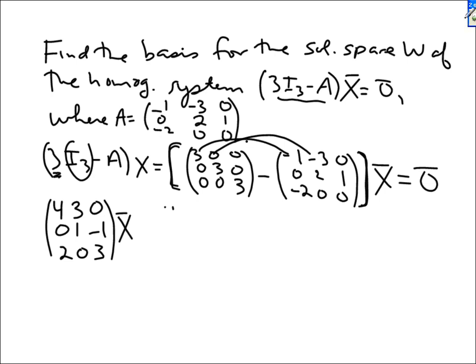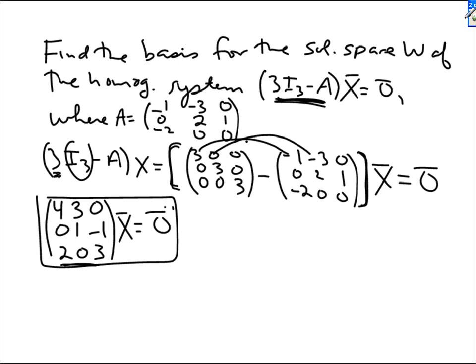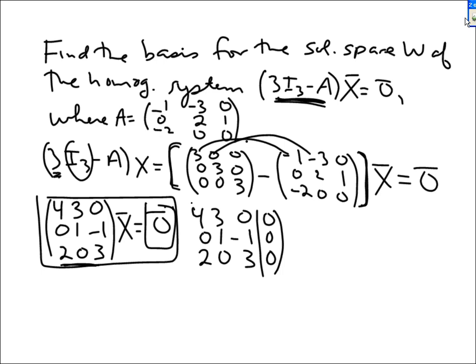Times X should be the 0 vector. So this is what we want to solve. This is what we want the solution space for. And I put all my energy just to find out what 3I minus A is. It's this. Okay, so I do 4, 3, 0, 0, 1, -1, 2, 0, 3, and I augment it with B, which is all zeros. And I reduce this. And like magic, what I get is this. I get the identity matrix.